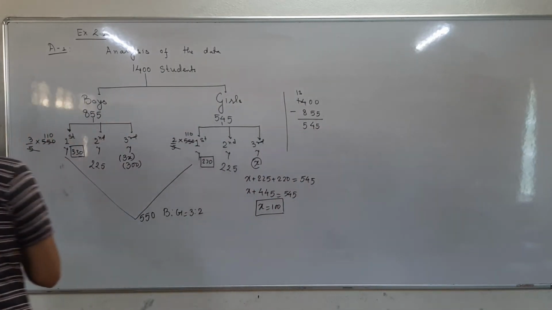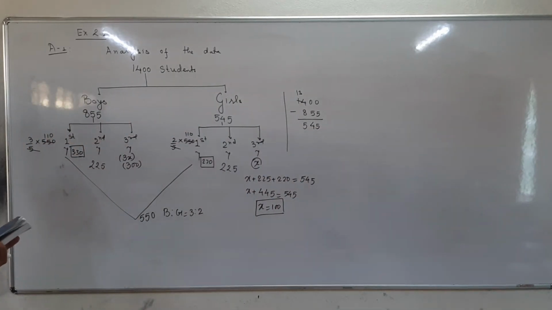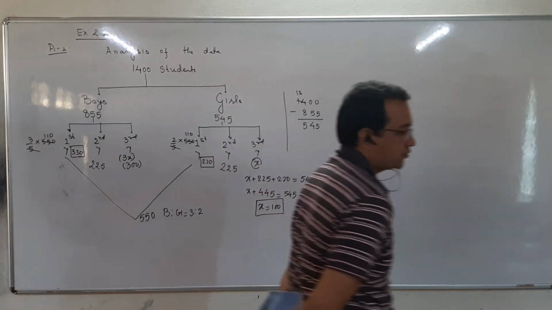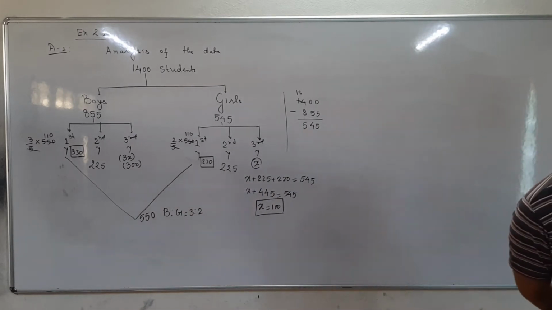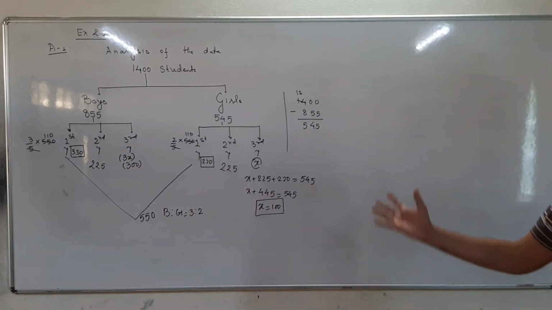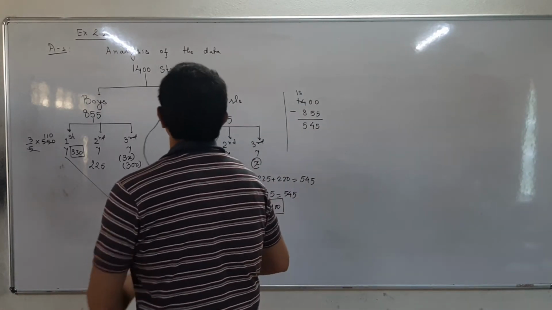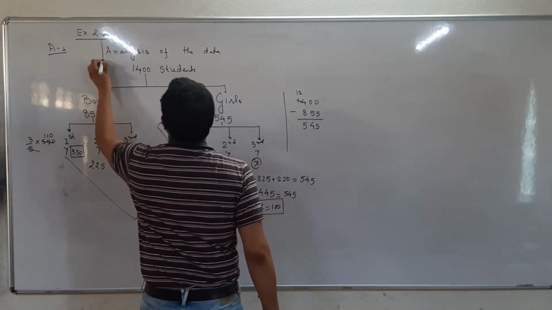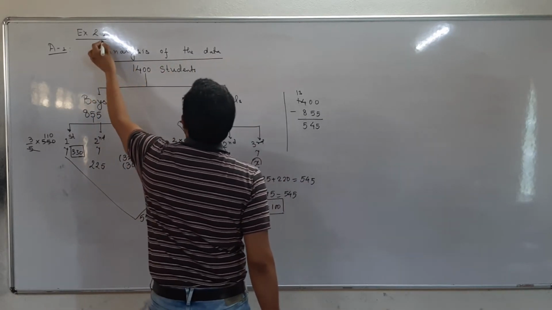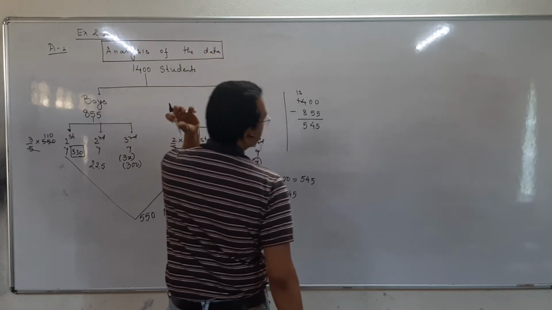So in short, in this type of sums, students, we have to find out the hidden data by analysis of the data. And after doing the analysis of the data, we can easily prepare the table. So a rough table is prepared first, and that rough table is called analysis of the data.